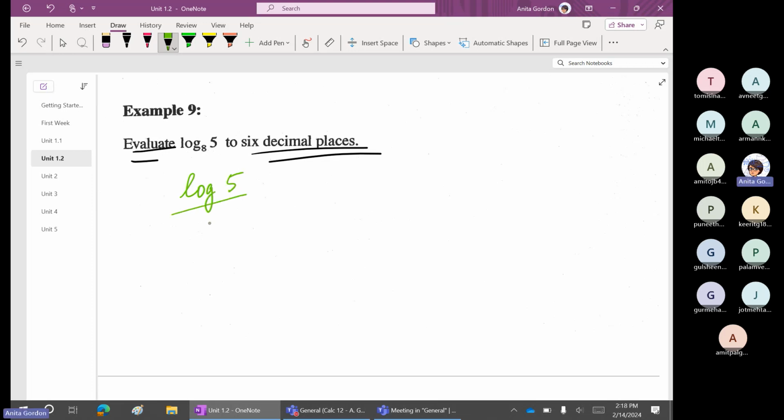Log 5 over log 8. This is how we're going to use this for our calculator. Our calculators do not give us the option to do this. We cannot change the base of the log function. So we can't do that. So we are going to change the base to 10, log 5 over log 8.